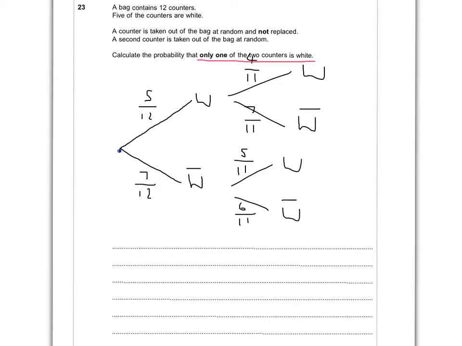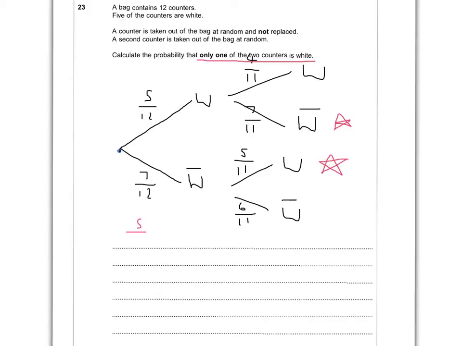So that means I must have gone along this path here or this path here. I'm neglecting this path because both of them are white along that path, and I'm ignoring this path because neither of them are white along this one. So I either want this path or this path. So I want this and this to happen, or this and this. So let's write that down as maths.